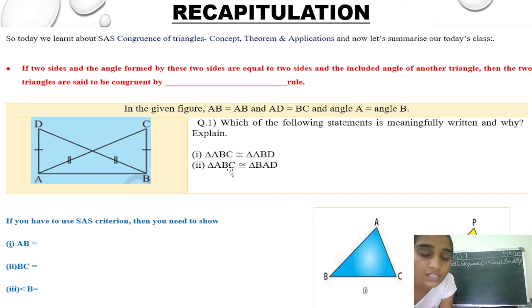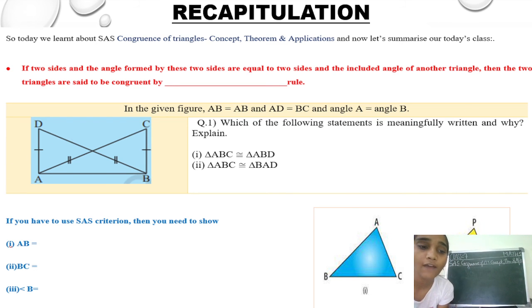And similarly students, how can you say the two triangles are congruent if we are given that AB is equal to AB, AD is equal to BC, and the included angle between them is given? Very good. So you will say that if angle A is equal to angle B, then the second statement is correct, because for the congruency of the triangles we have to see the congruent parts. So A is congruent to B. Definitely we can say that ABC is congruent to BAD in the second statement.